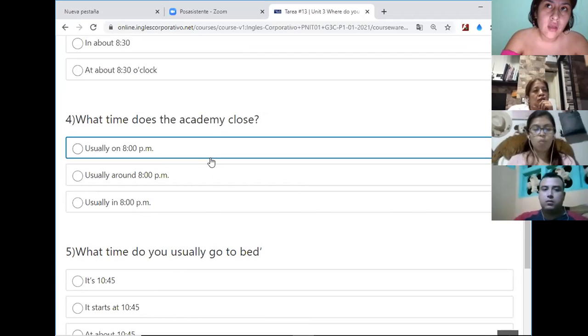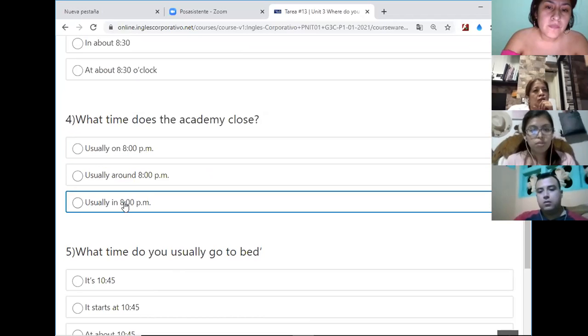What time does the academy close? Usually on, around, or in.